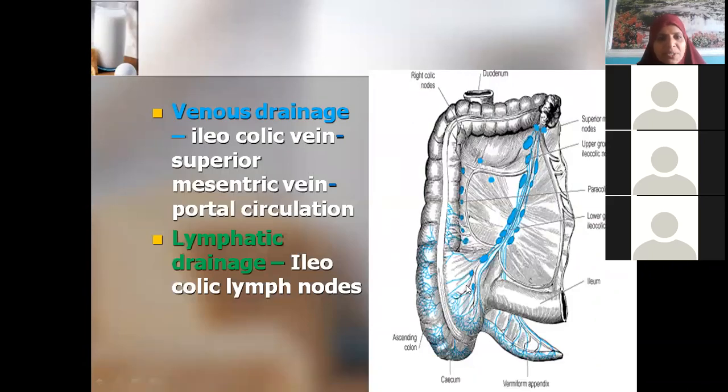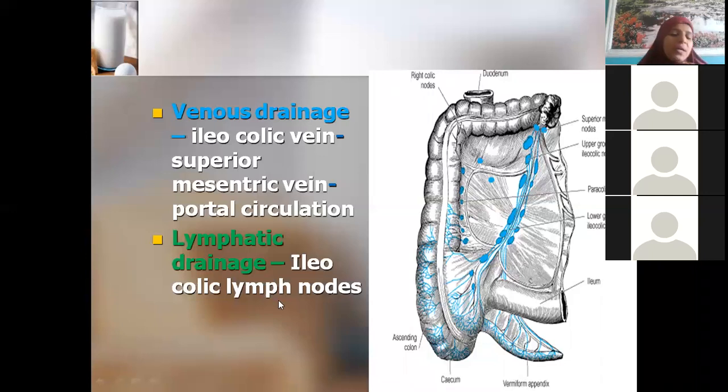Now coming to the venous drainage, you will have correspondingly the same names. Anterior and posterior cecal veins will drain into the ileocolic vein. The ileocolic vein will drain into the superior mesenteric vein. The superior mesenteric vein will finally drain into the portal vein. That means the venous drainage is going into the portal circulation. Okay. Then we have lymphatic drainage. Can you see these round lymphatic nodes? So all these lymphatics will drain into the ileocolic lymph nodes.